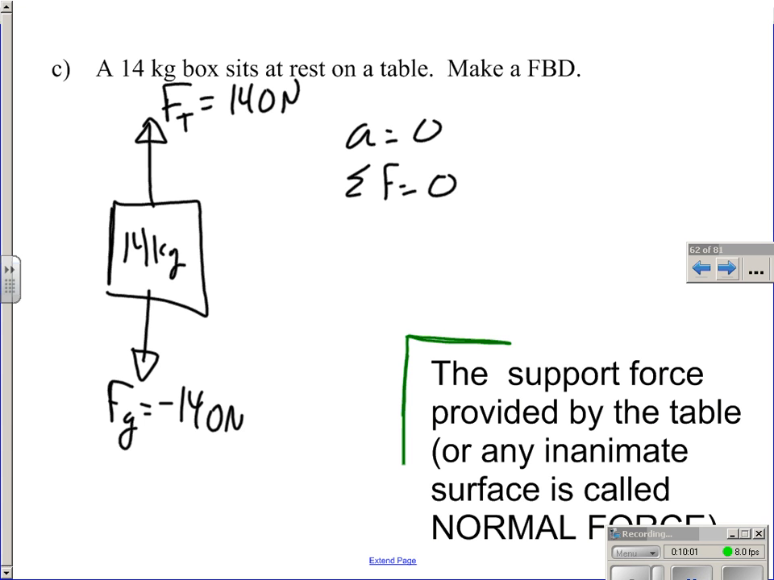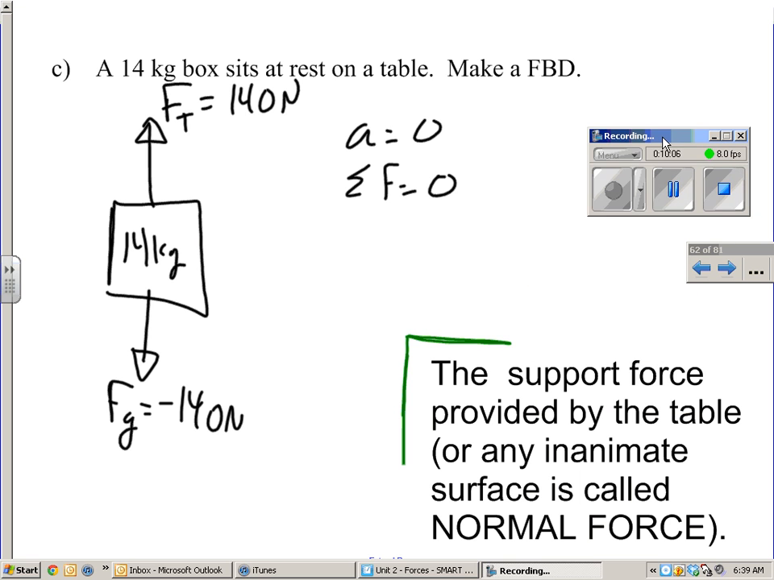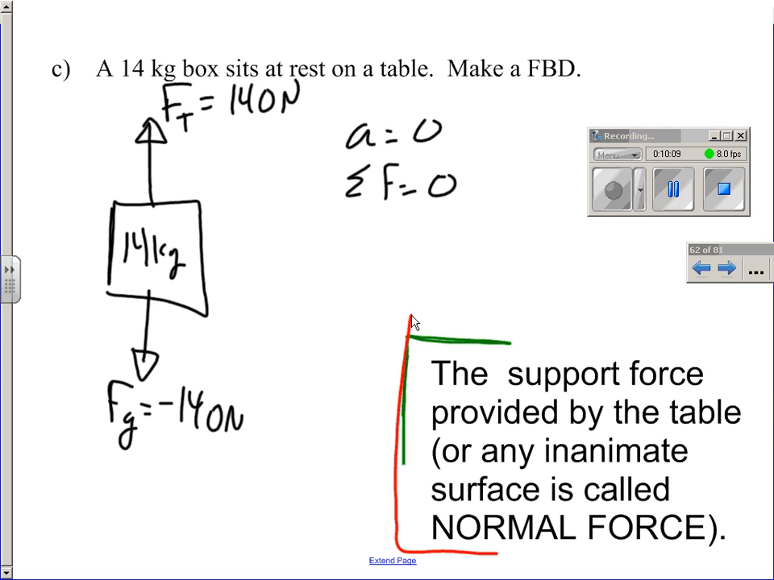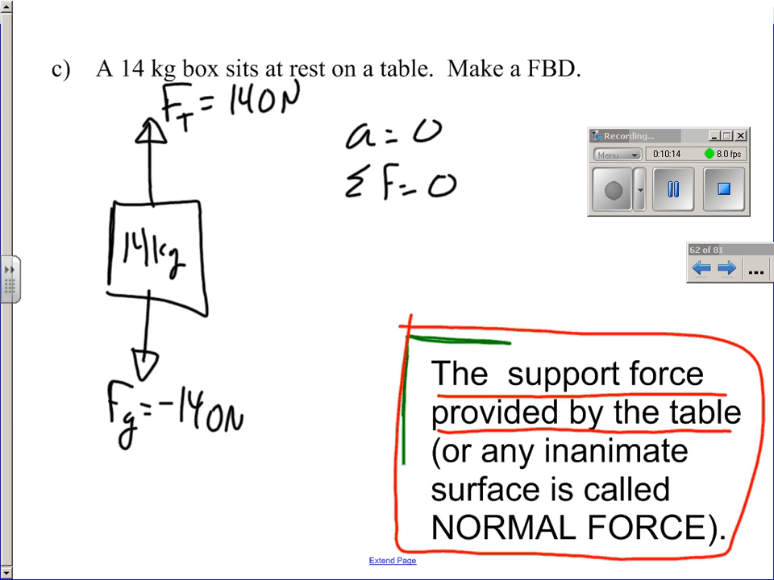And then secondly, we're actually not going to call that the force of the table. We're going to call it the normal force. Anytime you have a support force provided by a table or any sort of inanimate surface, oops, I missed a parenthesis here, that's called normal force. So instead of calling this Ft, we're going to call it Fn, which stands simply for normal force.